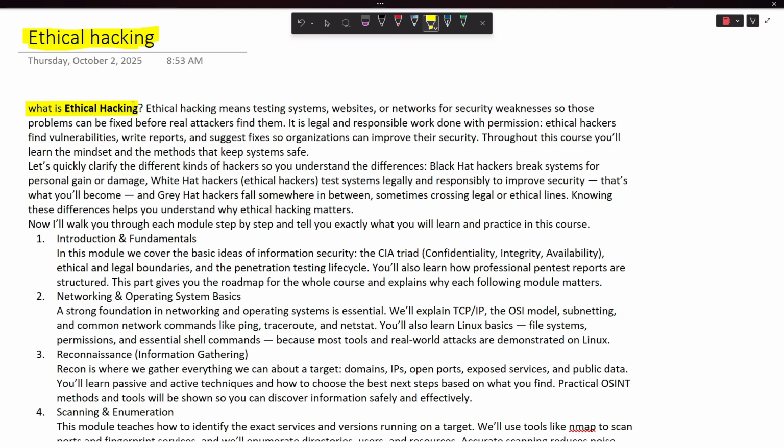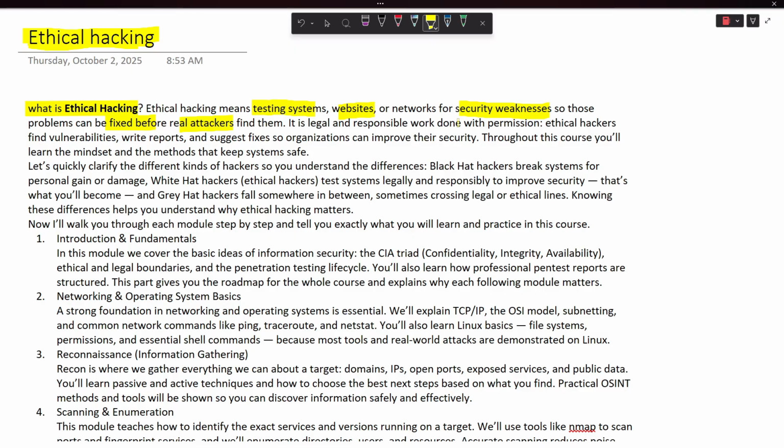So, ethical hacking means testing systems, websites, or networks for security weaknesses, so those problems can be fixed before real attackers find them. So, this is what an ethical hacker does. An ethical hacker tries to find vulnerabilities in websites and networks. The ethical hacker tests it, and if they discover vulnerabilities, then they simply report it before bad hackers find it and exploit it for their own use.